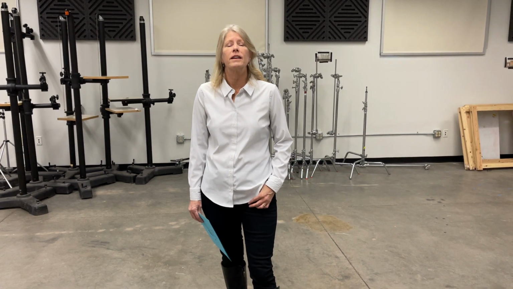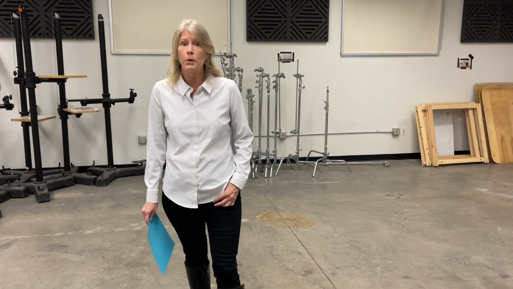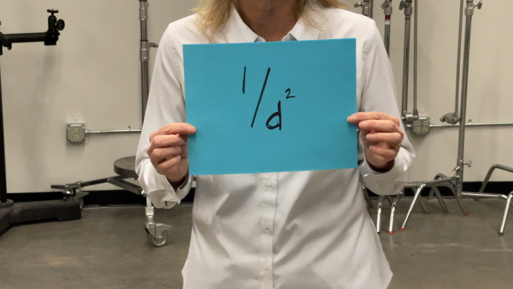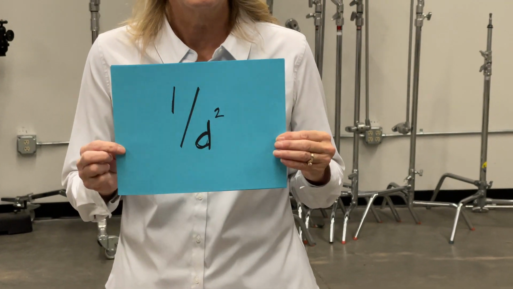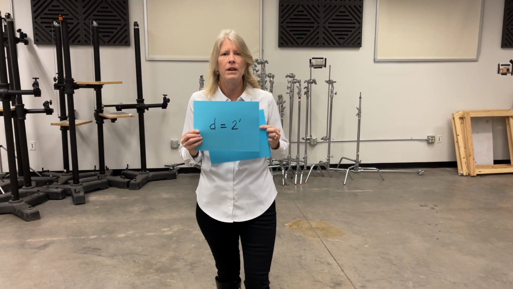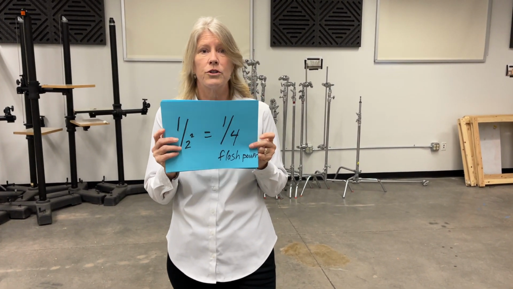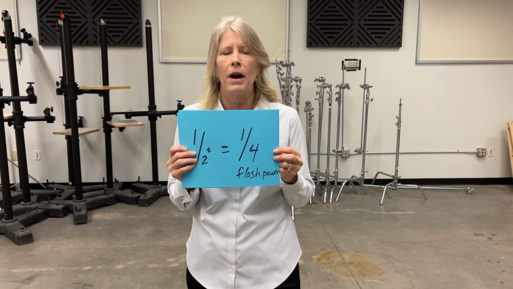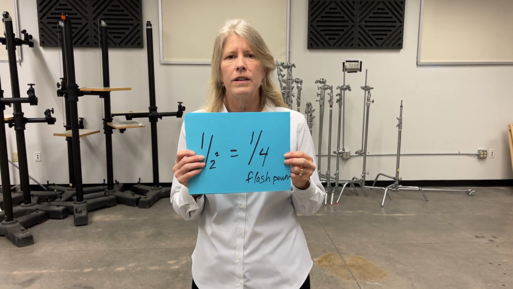Most people think it's going to cut the power in half. However, the inverse square law says differently. So the inverse square law is 1 over the distance squared. So with our distance being 2 feet, the formula would now read 1/2 squared, which is 1/4. So instead of 1/2 power, we have now dropped to 1/4 power just by moving our subject another foot back. So going from 1 foot to 2 feet.